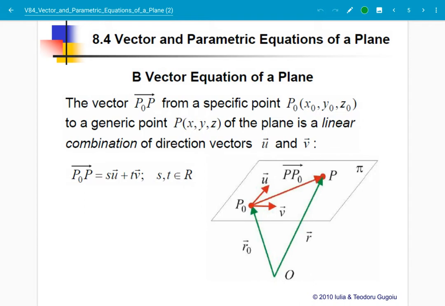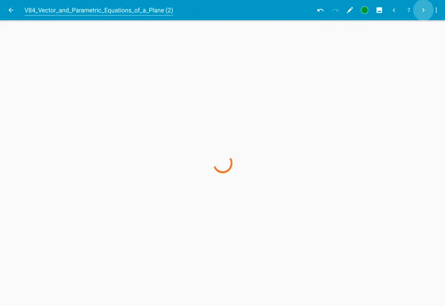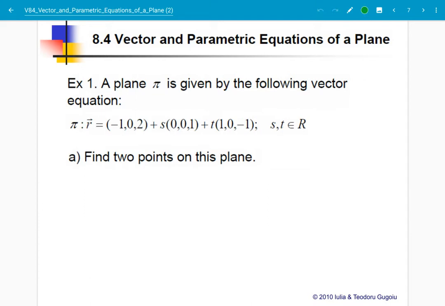So very similar development as we had for the vector equation of a line, and I just sort of talked about it. And there's the equation. The plane, pi, right? Pi for plane, is R is equal to R naught plus SU plus TV. So a plane pi is given by the following vector equation: 2 points on the plane.